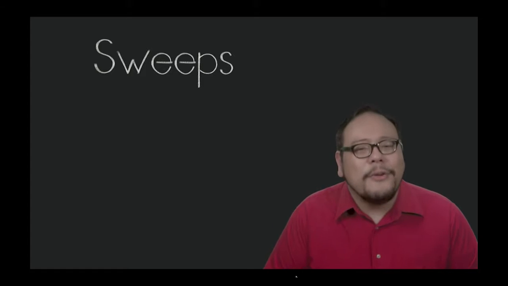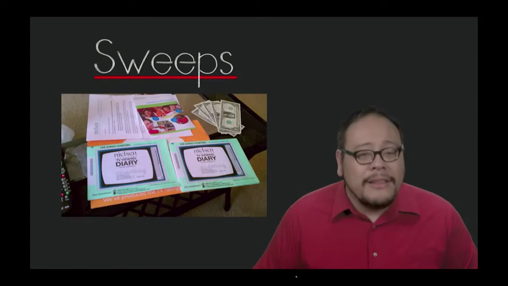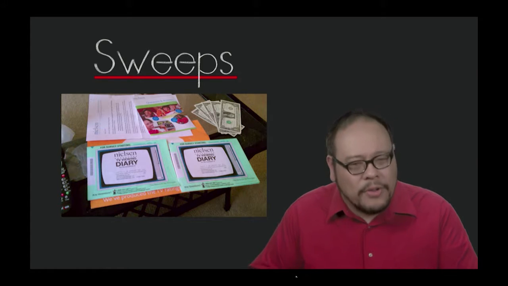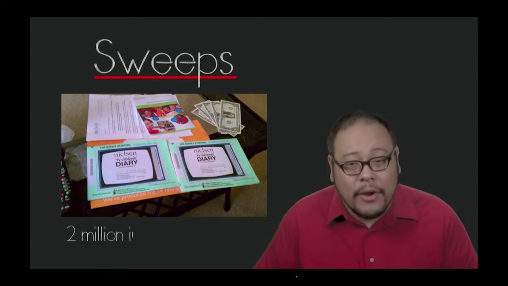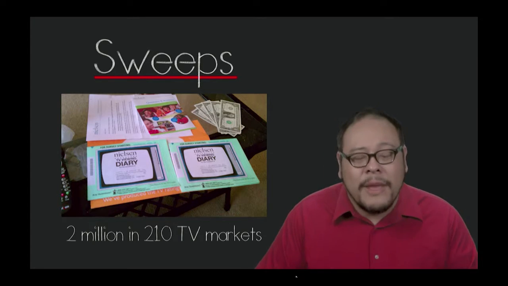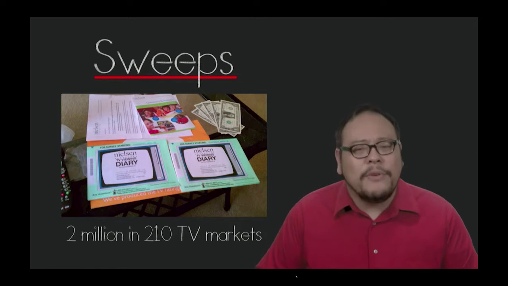So now, what are sweeps? Well, the term dates back to 1954. Remember those paper diaries? Nielsen just didn't have the manpower to log all the paper diaries across the nation at the same time. Currently, they send out roughly 2 million of them in 210 television markets. So what they did was sample viewing habits for 1 week, 4 times a year, but stagger their sampling by territory, starting with the East Coast and then sweeping west over a period of 4 weeks.